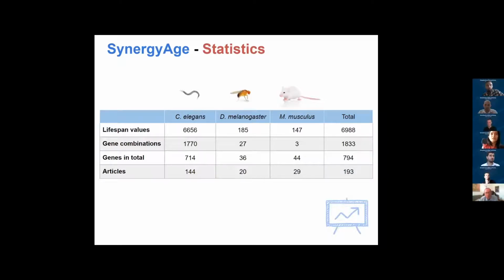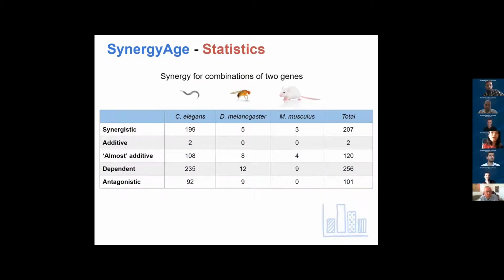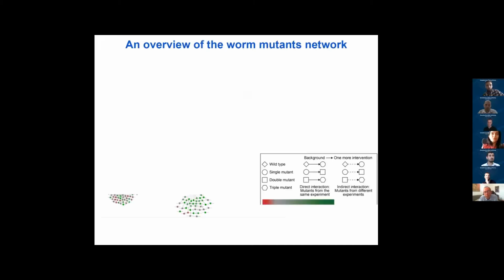So far, the database has almost 7,000 lifespan values for more than 1,800 gene combinations. Most of the data come, of course, from studies in C. elegans, but the database also includes data for flies and mice. And in total, we processed almost 200 papers. We have curated more than 200 synergistic combinations, 2 additive and 120 almost additive.